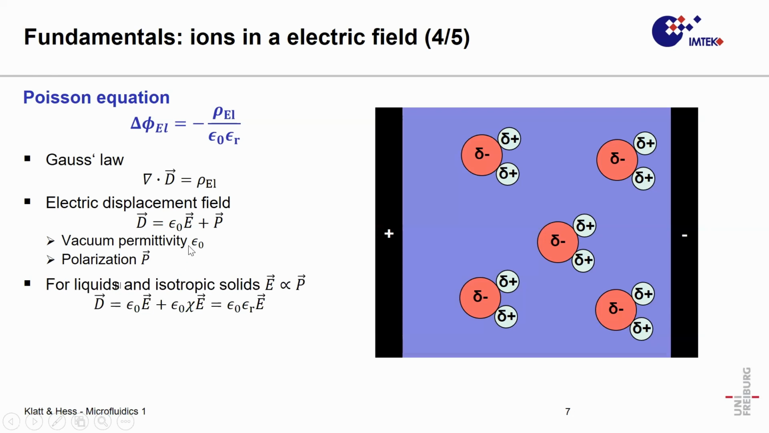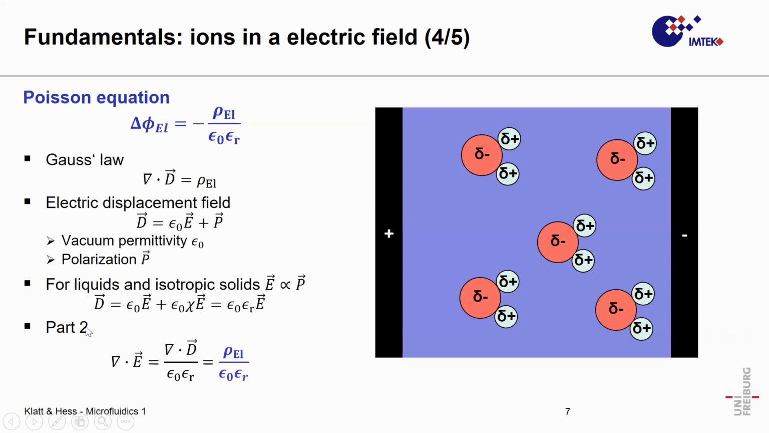In our case, for this lecture, we will only look into liquids and isotropic solids, and that's why you can simplify the displacement field described in this equation. So the polarization can be replaced by the vacuum permittivity times chi times the electric field, because the electric field is then proportional to the polarization P, and you end up with this equation for the electric displacement field.